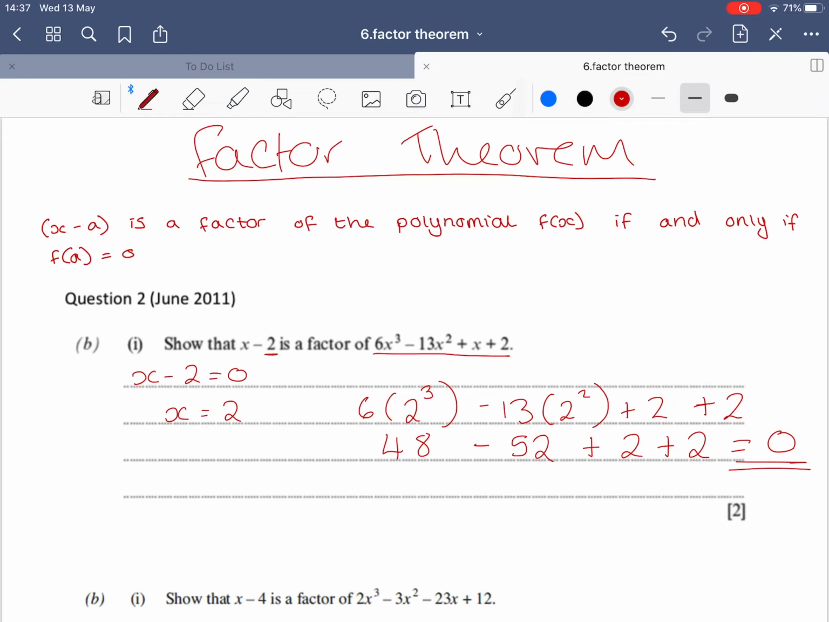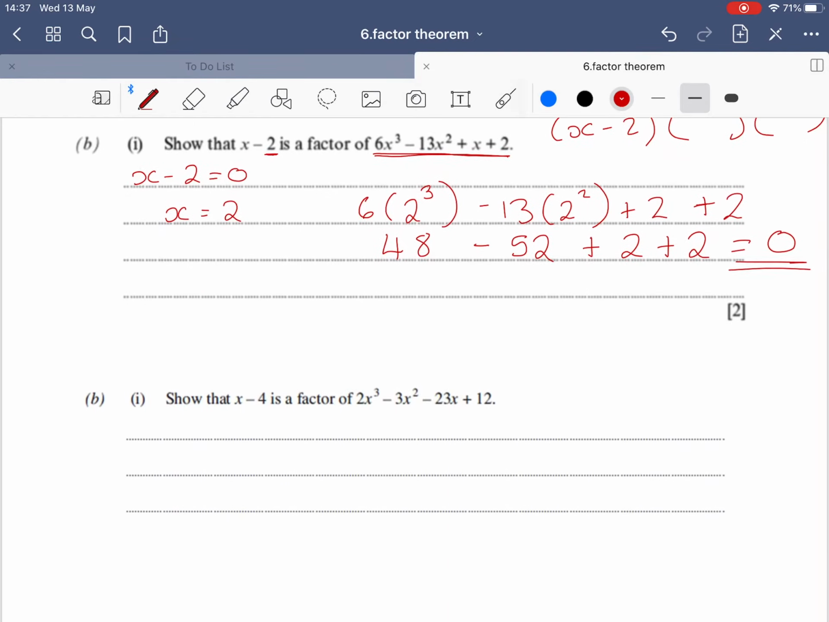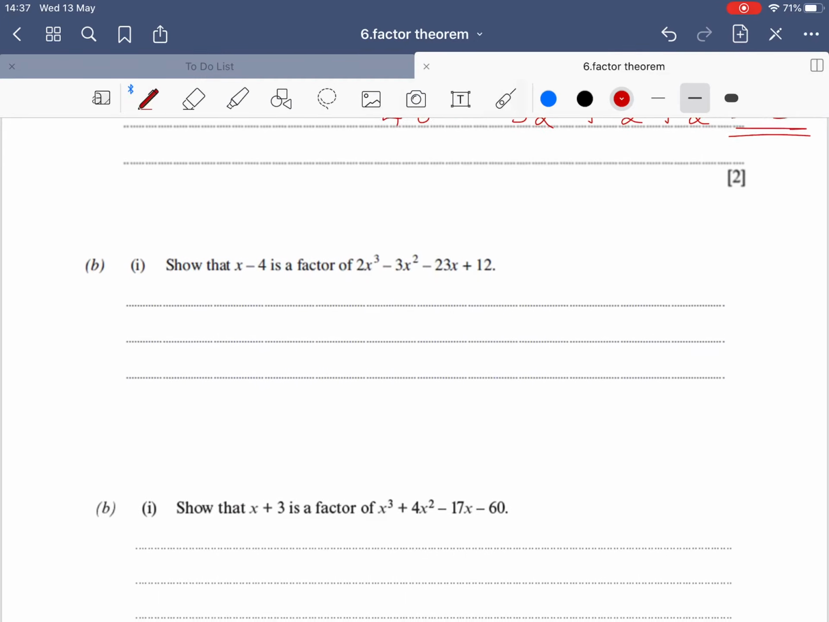So this is a cubic, so that means it has 3 solutions. You know one solution is x minus 2, and then you would need 2 other solutions to that equation. The next part of the question would probably be hence factorize it completely, but we're just going to stick with factor theorem today.